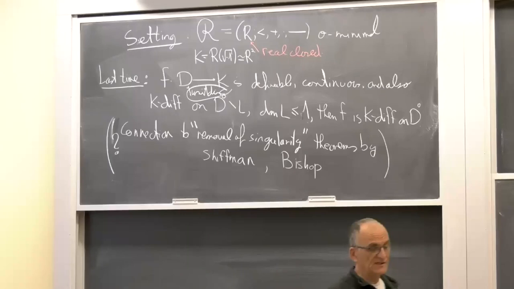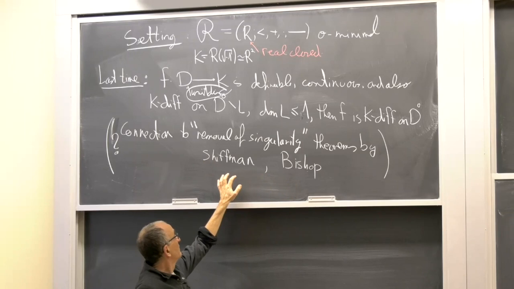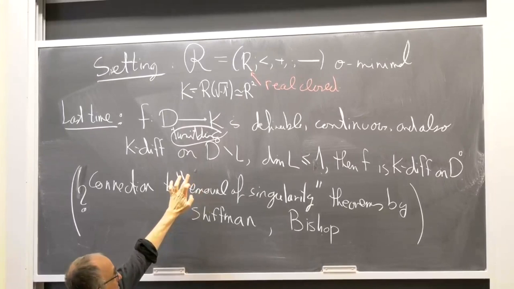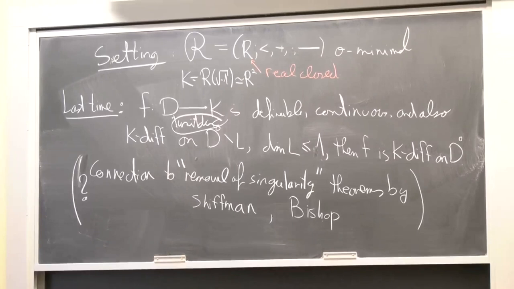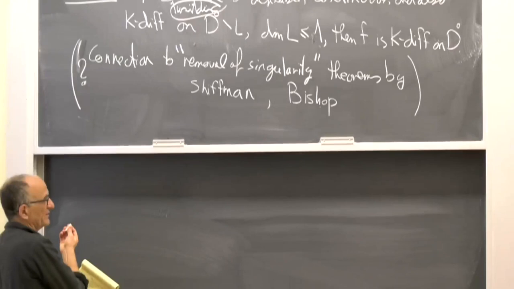And I looked up the connection because a lot of what we are doing in the classical setting actually can be read off a very strong removal of singularity theorem by Shiffman and another one by Bishop. But looking very quickly, I had a feeling that this maybe does not fit here, but it could be that it does, that I'm missing something. But in any way, this is in the abstract setting. And now we can conclude the classical so-called Riemann removal of singularity theorem.